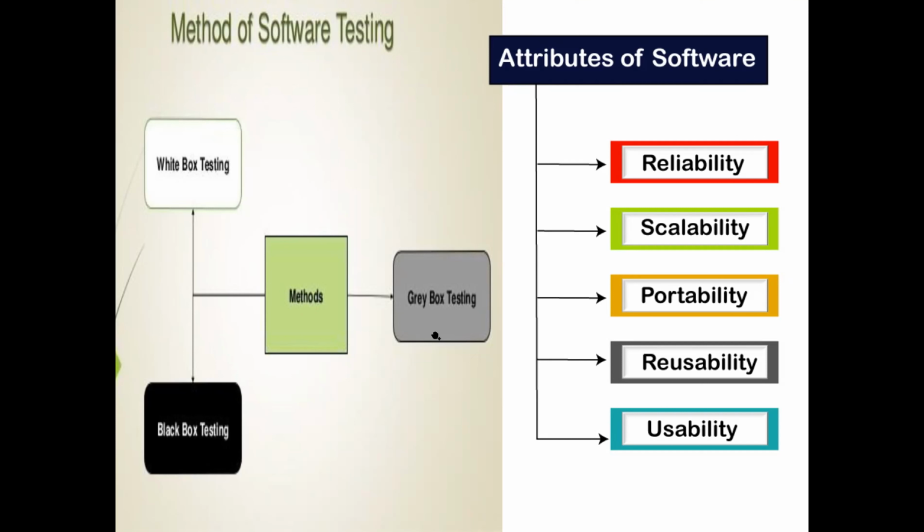During each testing, what are the major attributes we expect from a particular method? While choosing any method, it should have the following attributes. It should be a reliable method. It should have the terms and features for scalability, portability, reusability, and usability. These are the parameters or attributes we should take into consideration while choosing an effective method for your software testing.